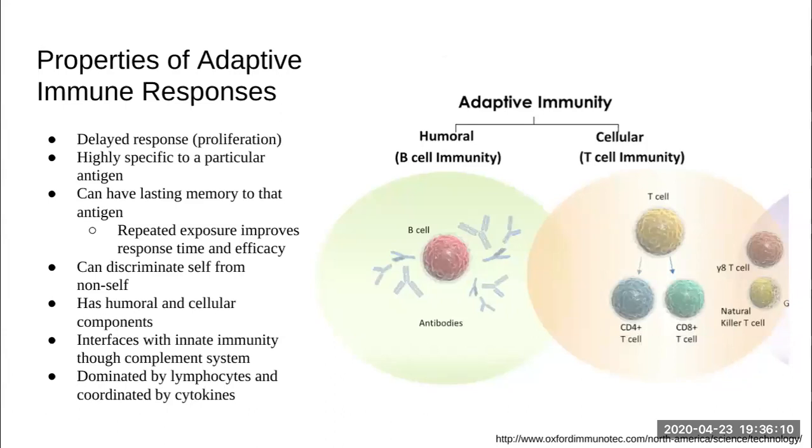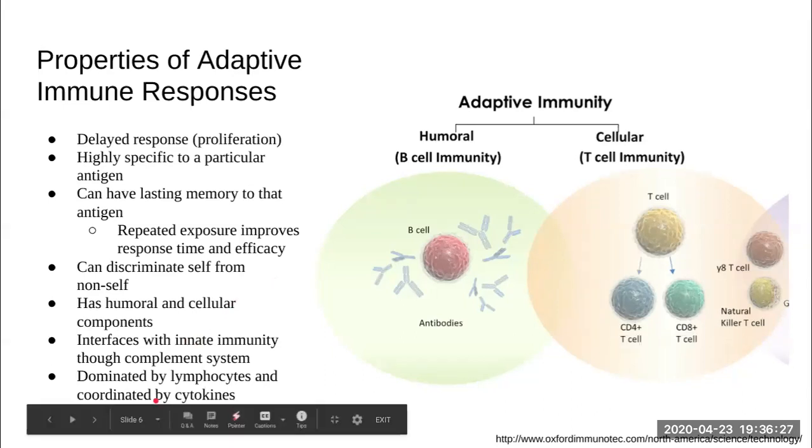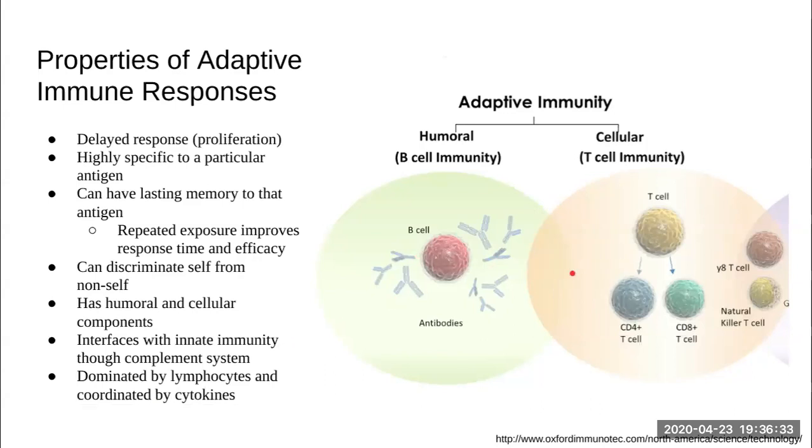It's very good at discriminating between self and non-self, unlike the innate immune system. It's highly specific to the antigen, which it knows, and it has both cellular and humoral components. This system is really dominated by these lymphocytes, which are a subset of all cells in the immune system called leukocytes.